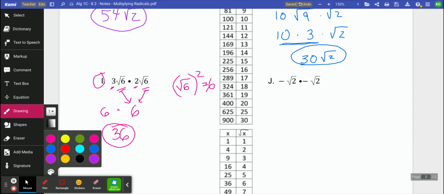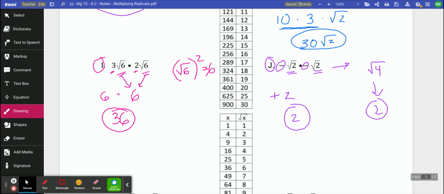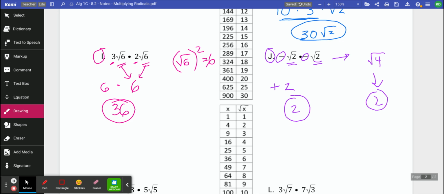And we'll see something similar happen with J over here. We have negative radical 2 times negative radical 2. I know that a negative times a negative is a positive, and I know that radical 2 times radical 2 is regular 2. So my answer here is just 2. You could also have multiplied this together and gotten radical 4, which also simplifies to 2. So one way isn't necessarily better. We're going to get the same result, but some ways might be faster than others. And the more we understand this, the easier it's going to be.